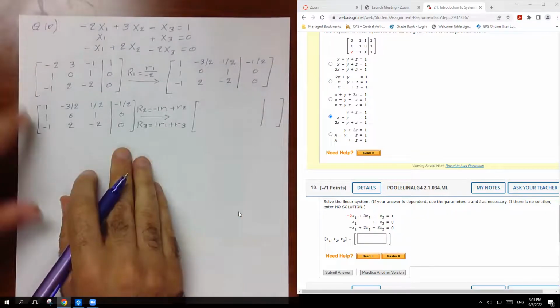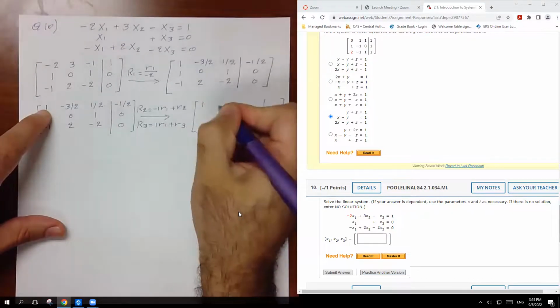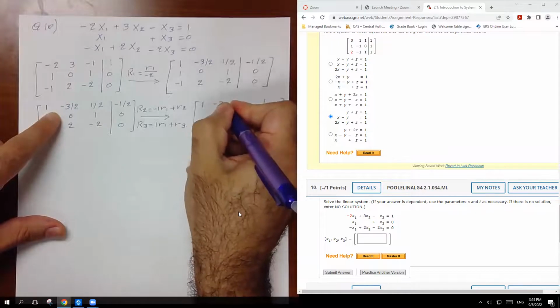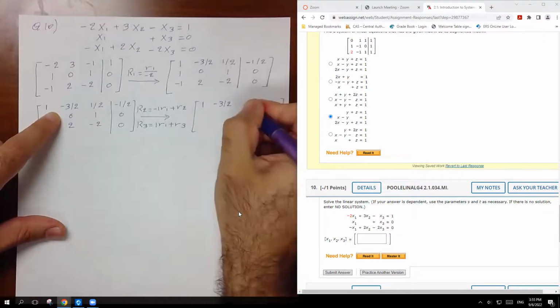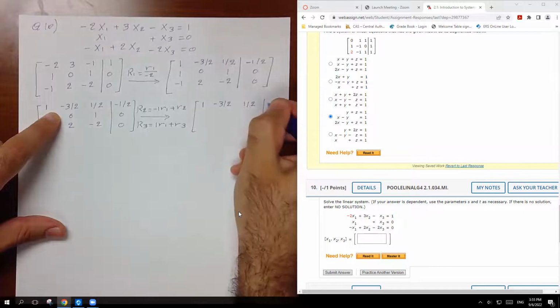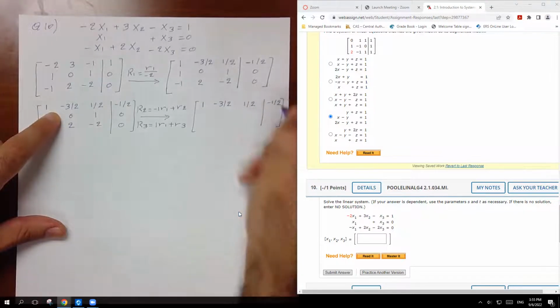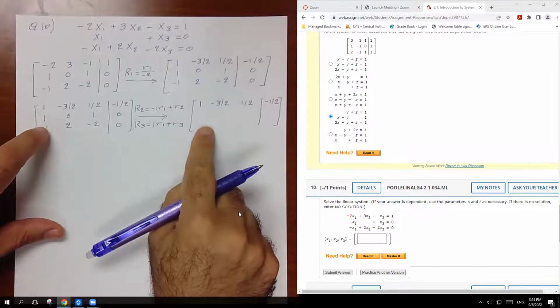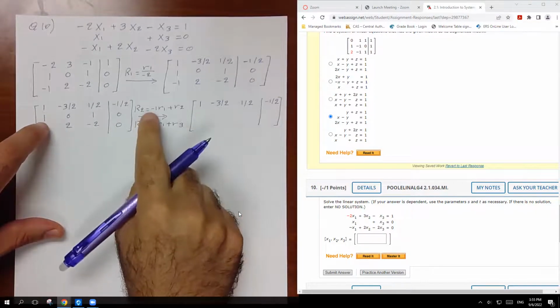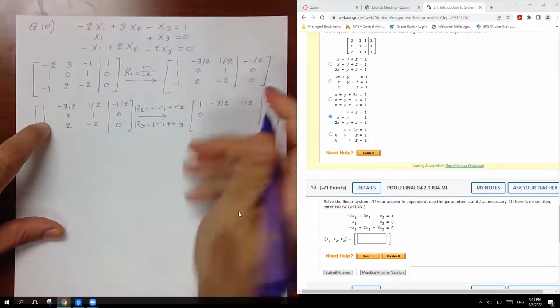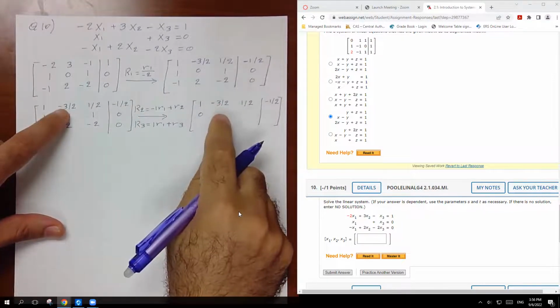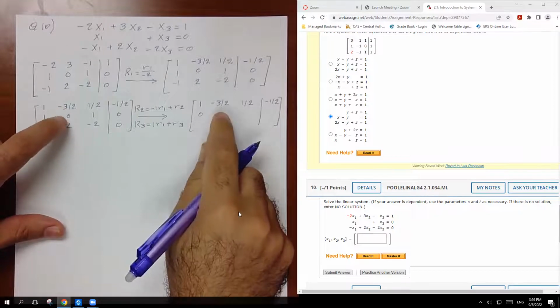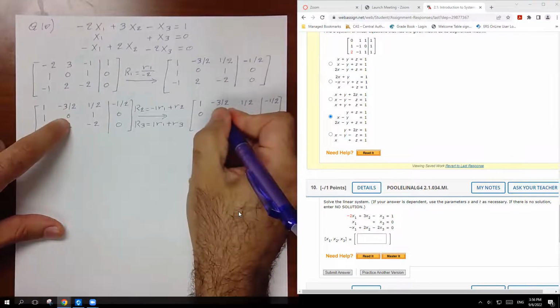So the first one, here is the first row exactly the same. There is no change on it. And 3/2, and here is 1/2, and here is -1/2. So the change is going to be on R2 and R3. So -1 times this 1 plus 1 is going to be 0. -1 times -3/2 is going to be 3/2 plus 0, so it's going to be 3/2.